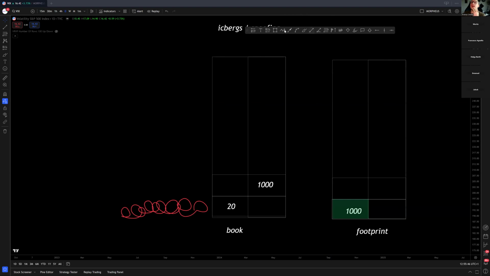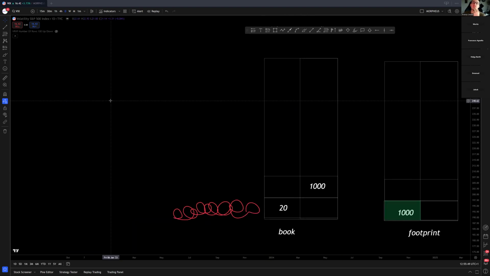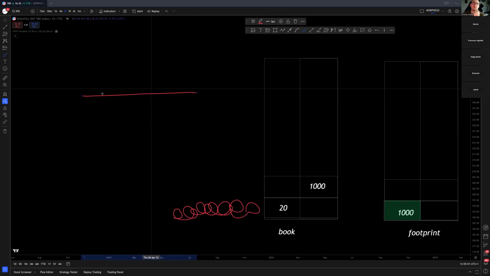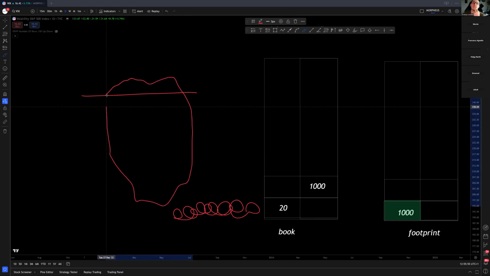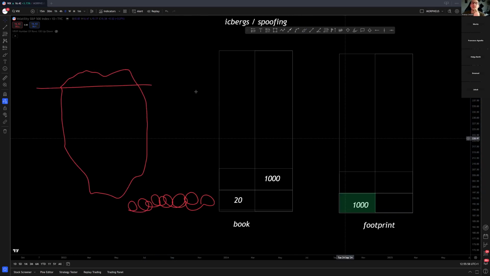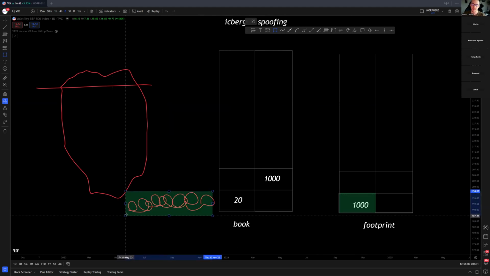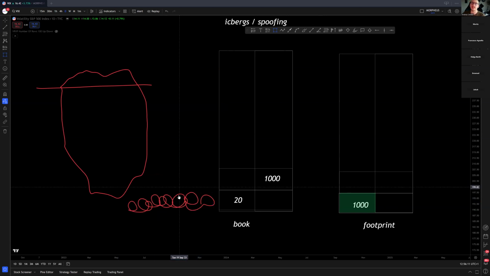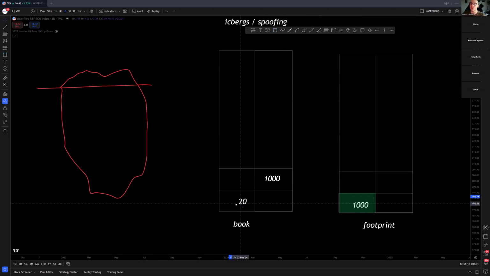Okay. And that's why they call it iceberg, because if this is the water surface, you only see the top, but actually the big part is underneath, you know? So that's what happens. An iceberg order is an order which is trying to be hidden, and it's basically an algorithm that refills the book as soon as these contracts are being executed by the market.